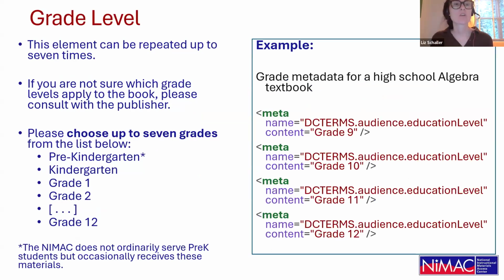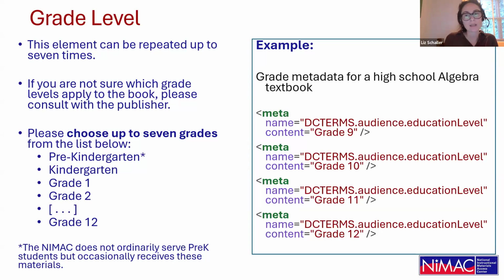Grade level. Grade level is a metadata element similar to creator that can be repeated. This element can be repeated up to 7 times. And if you're not sure which grade levels apply to the book that you're working on, please consult with the publisher about that. Our list goes from pre-K, pre-kindergarten, all the way through grade 12.